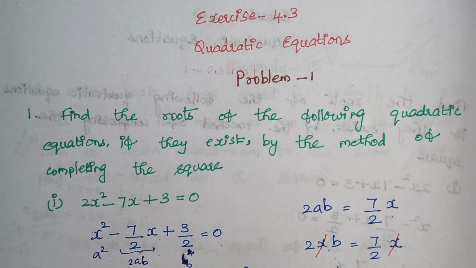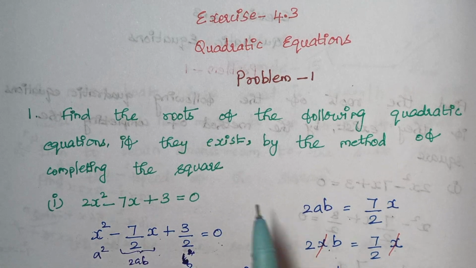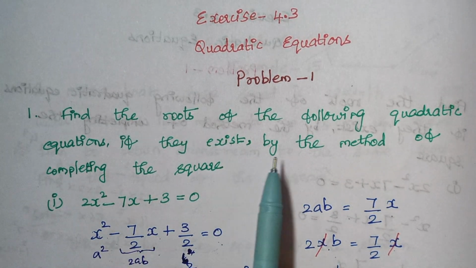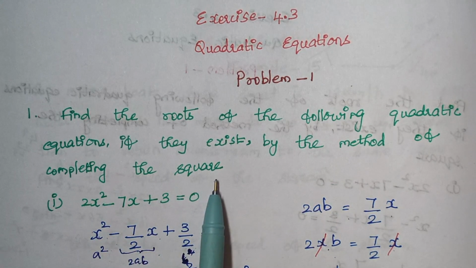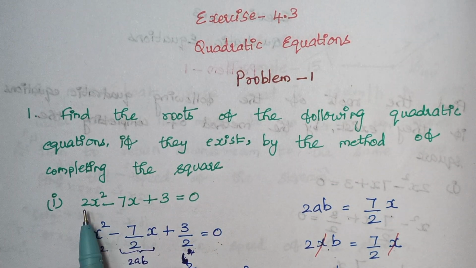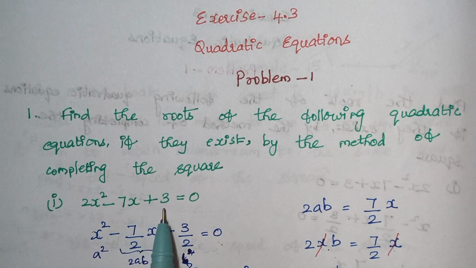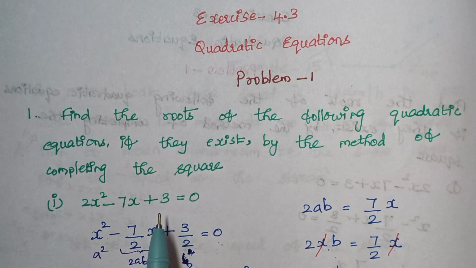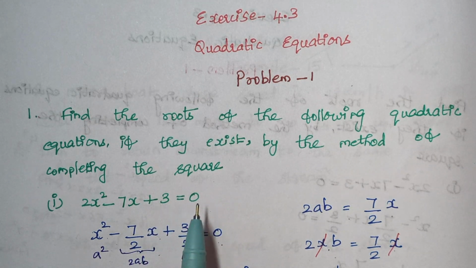Today we are going to solve problem 1 in exercise 4.3, quadratic equations. Here the problem is: find the roots of the following quadratic equations, if they exist, by the method of completing the square. So the problem is 2x square minus 7x plus 3. We can solve the same problem by two methods, again by using the method of completing the square.